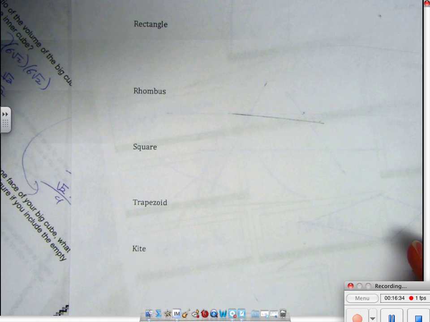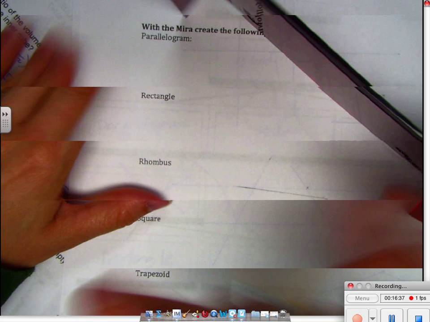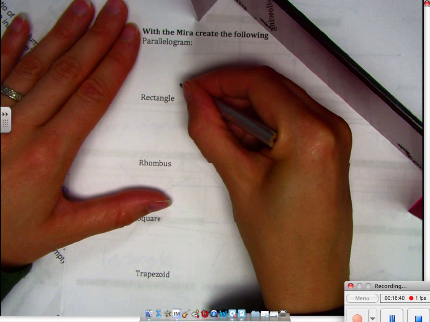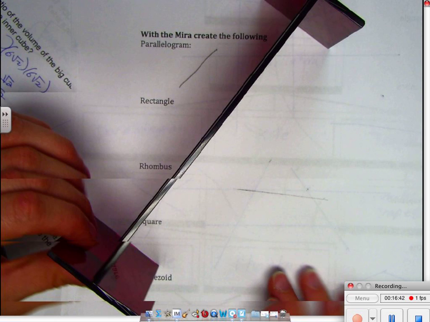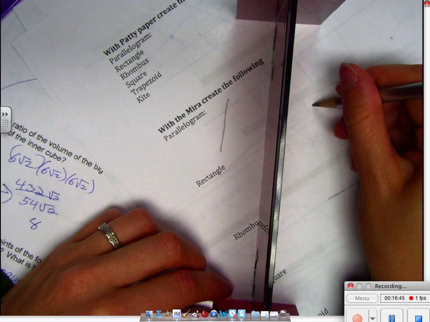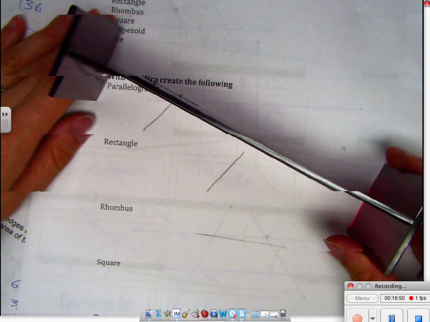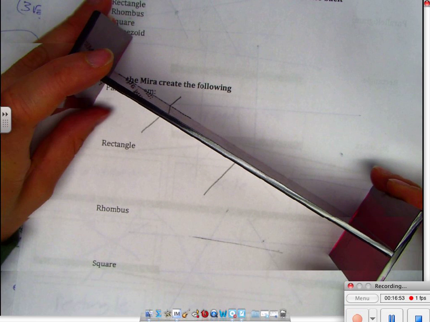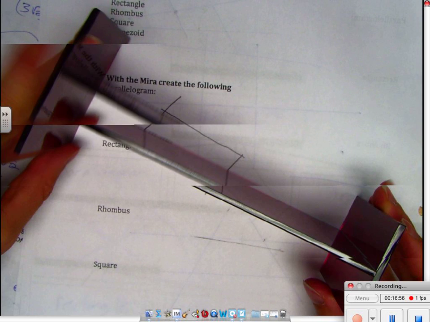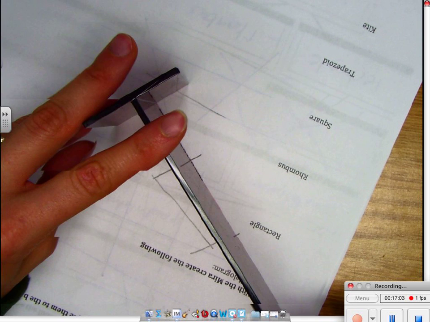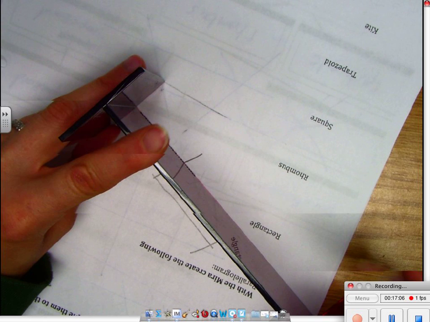All right, let's try this with a mirror. I'm going to draw a line. Then I want it parallel to it. I'm going to draw another line. And then I want it parallel to it. And you have your parallelogram.